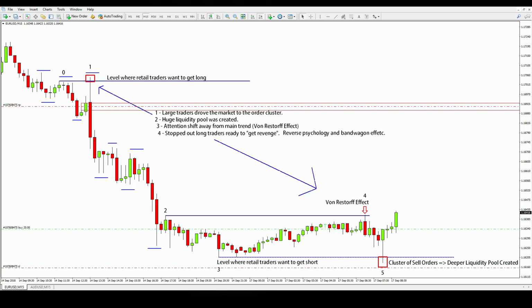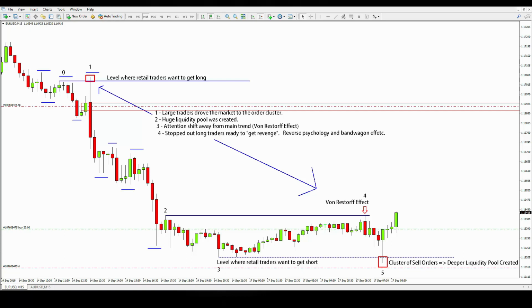Let's analyze what happened between number 0 and number 1. Price had just made a lower low, but regardless of that undeniable fact, there were retail traders that were ready to buy when and if price surpassed the high number 0. In other words, in the area of high number 0, we have a cluster of orders from retail traders that believe that if the market breaks that level, it will continue to go up much further.